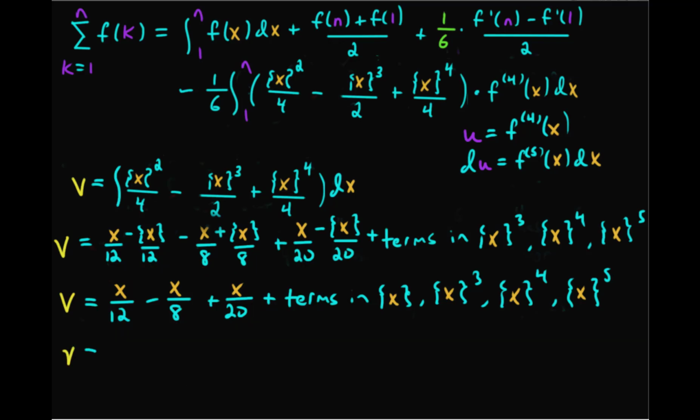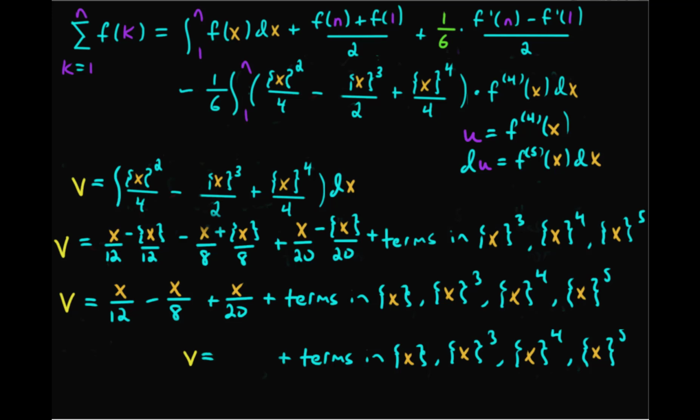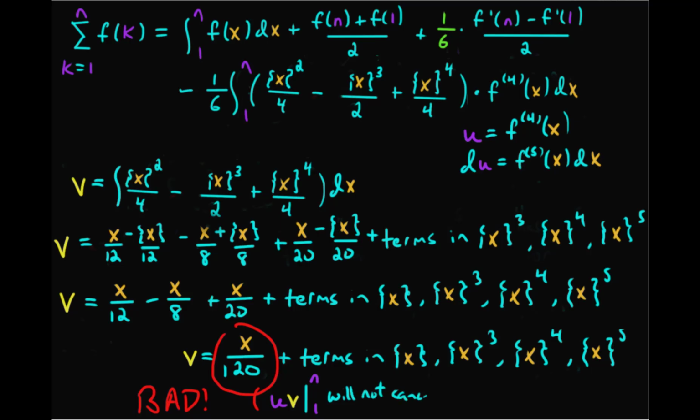Well, it turns out that the common denominator here for these terms is 120, so we have v equals 10x over 120 minus 15x over 120 plus 6x over 120, and that reduces to x over 120. So v equals x over 120 plus all of these fractional terms. And as we've seen already, having a non-fractional term in our expression for v is bad news for us if we want to do this integration, because when we do the integration by parts, our expression u times v, which is evaluated at the endpoints 1 and n, is not going to cancel if we have a non-fractional term there.